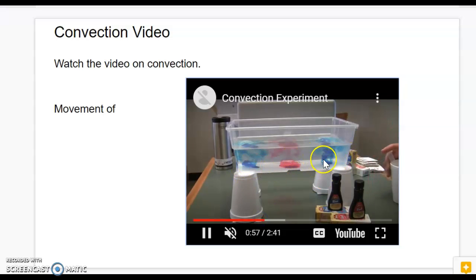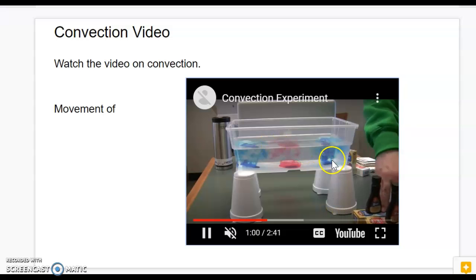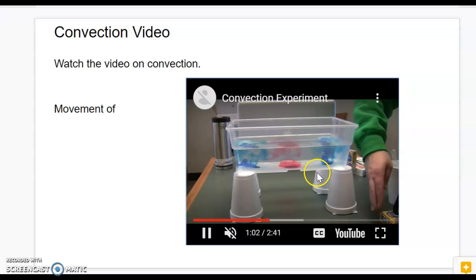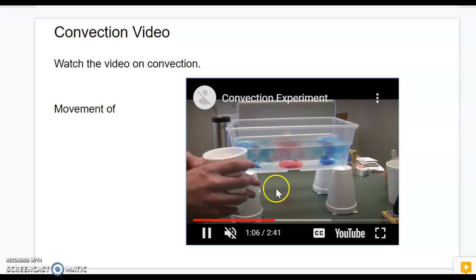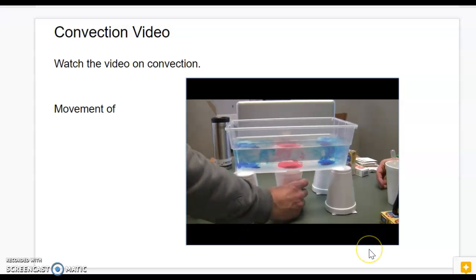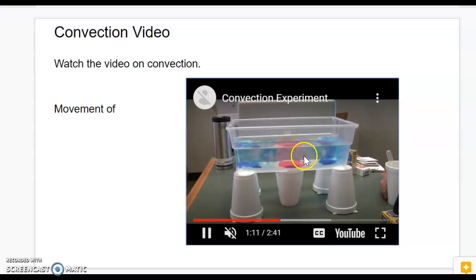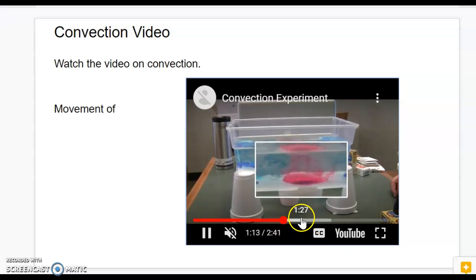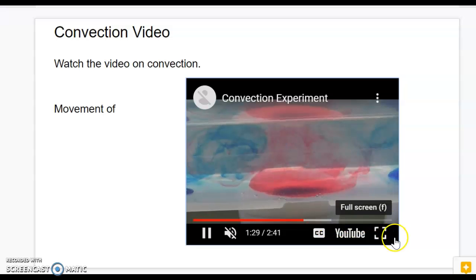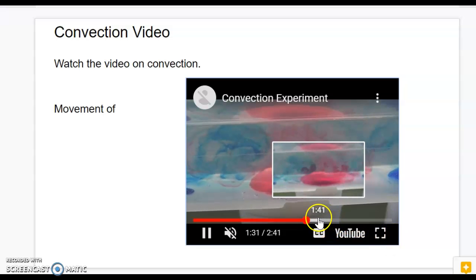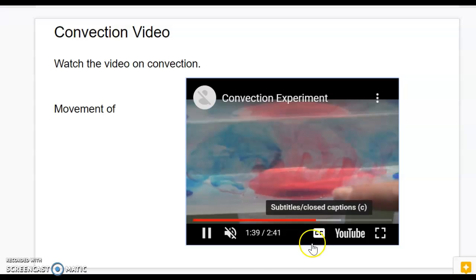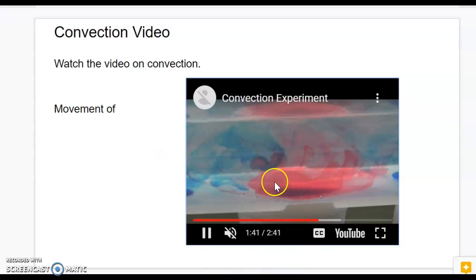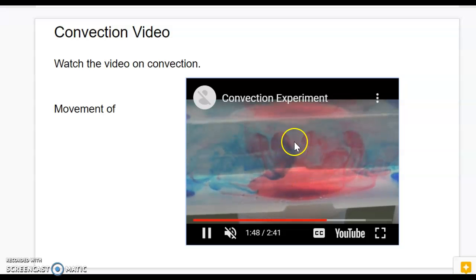You'll notice that the food coloring does want to spread out, but they're going to do something kind of interesting. Underneath this red one, they're actually going to put some warm water so that it starts to heat up that central spot right underneath the red food coloring. When it does start to heat up, you'll notice that the red food coloring, because it's warm, starts to rise.